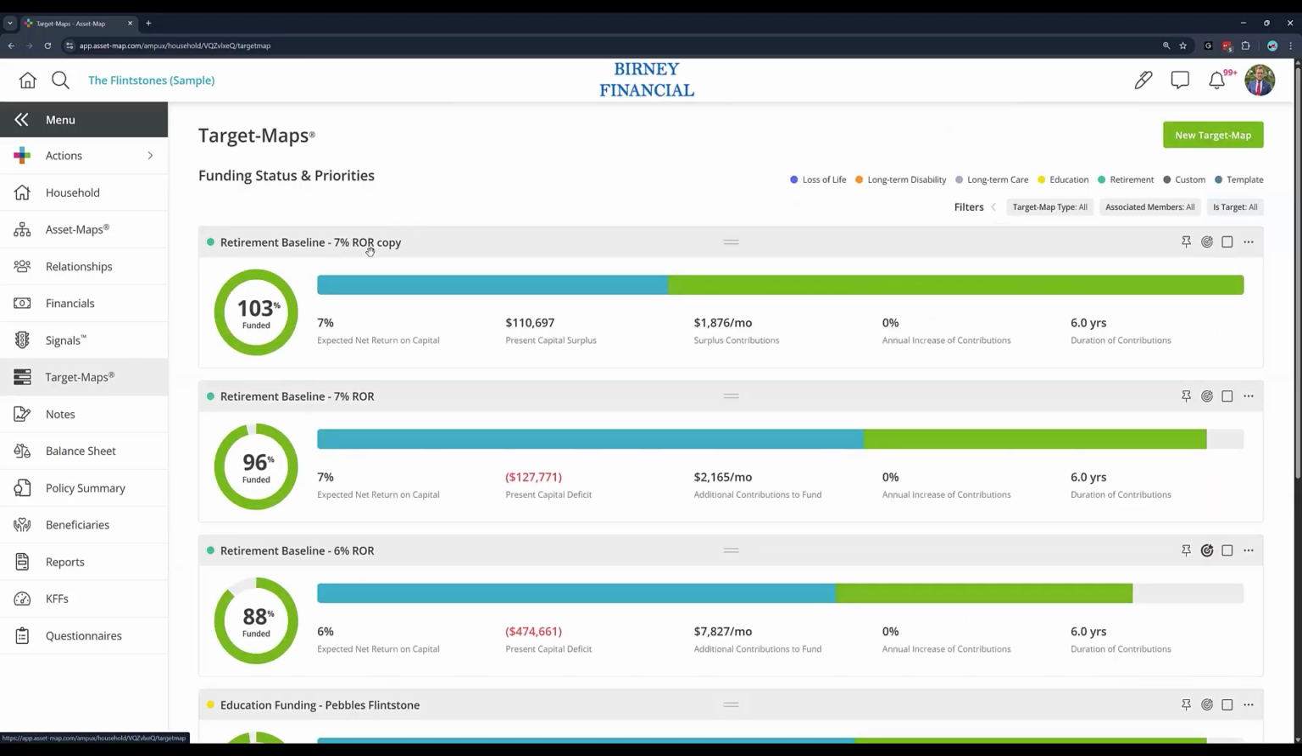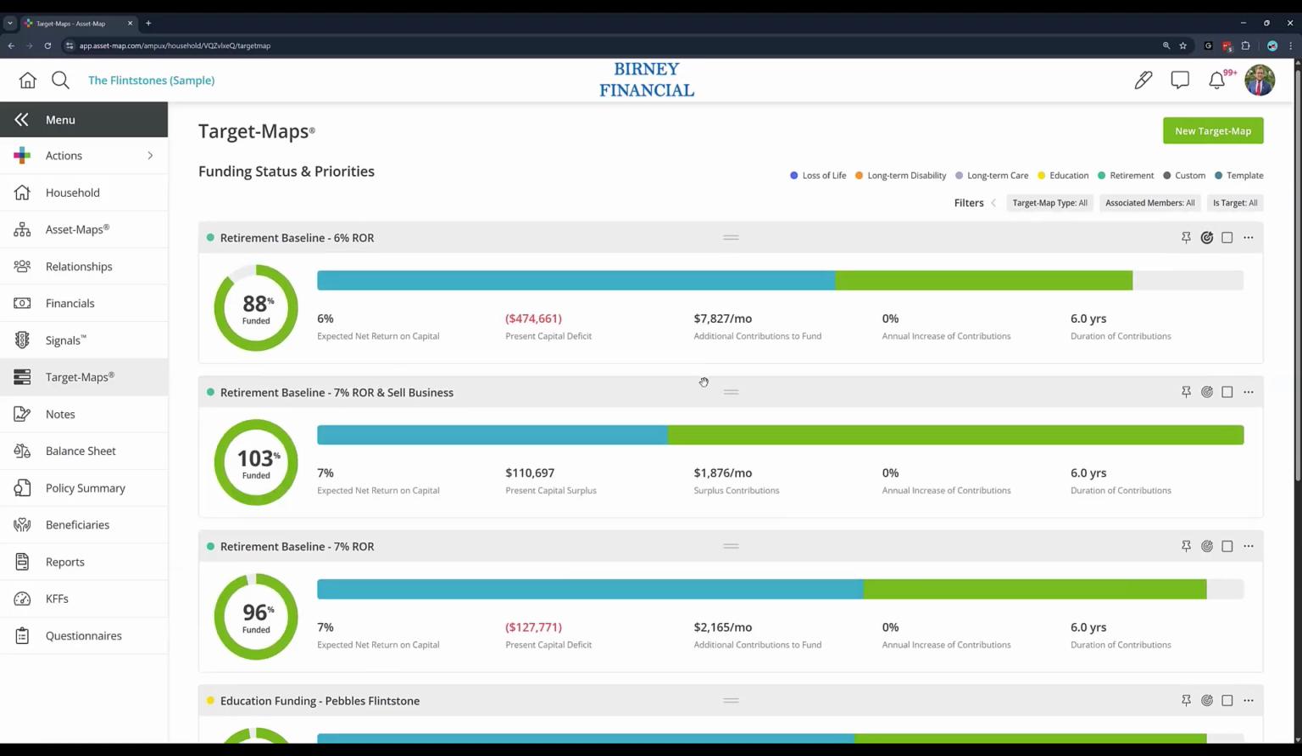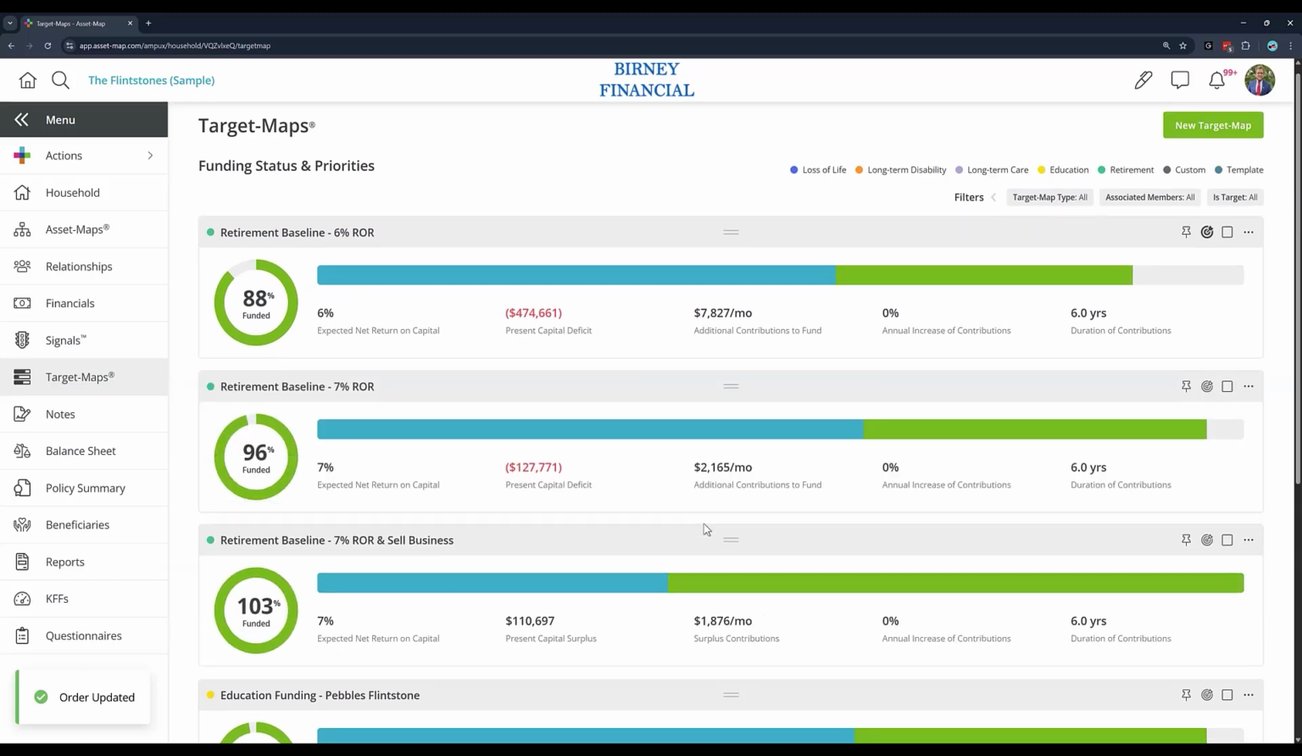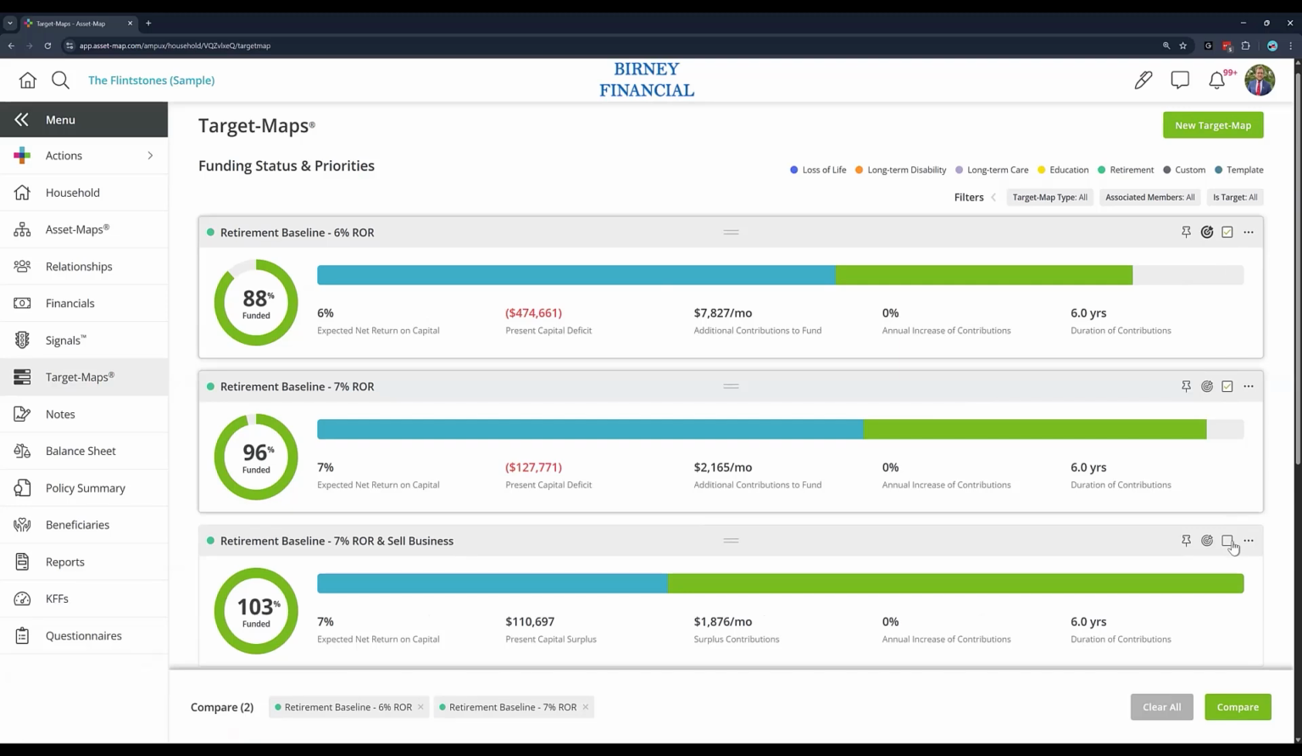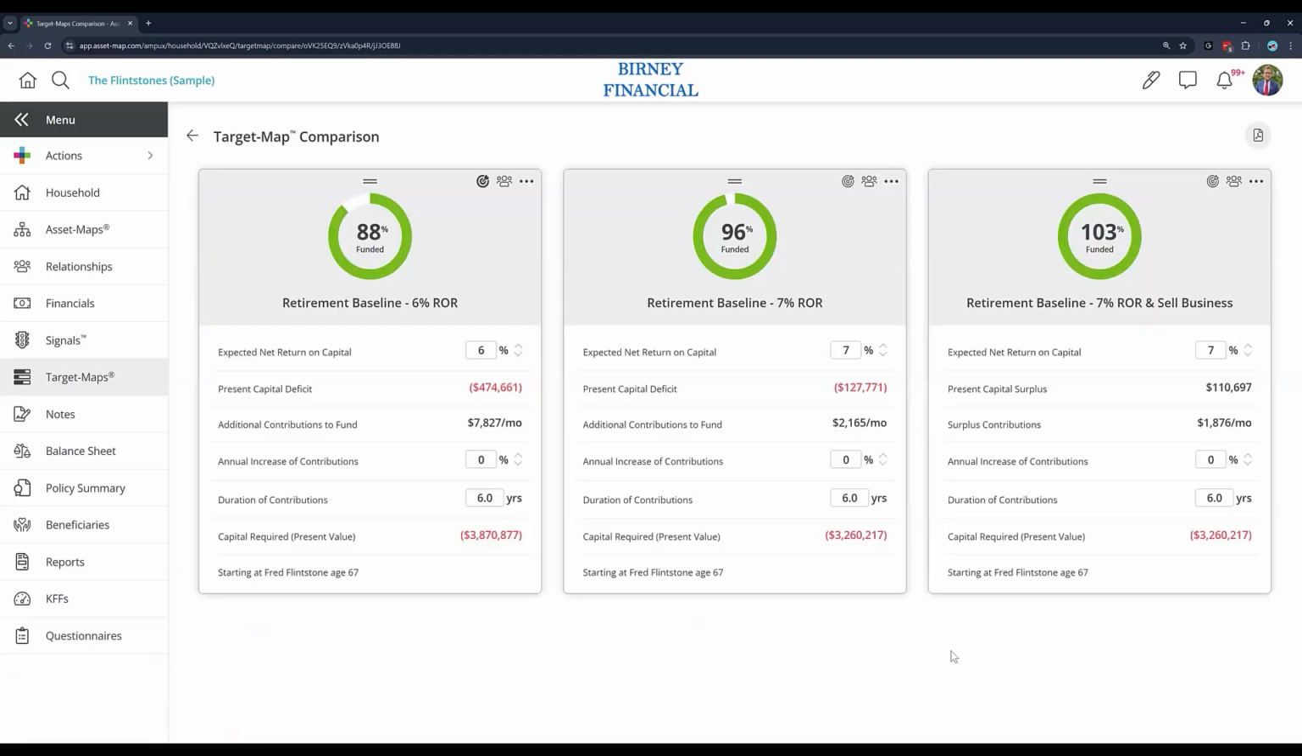Well, is Wilma going to sell her business tomorrow? Probably not. But I've showed her a scenario now where that might make more sense than continuing to take profits year after year. So if in the next year she gets a good offer on the business, she might consider it. I can now rearrange these target maps. I've got three of them, put them in descending order, and show her the old good, better, best approach. One, two, three, grab all three of them, click compare, and here are all three retirement scenarios side by side.